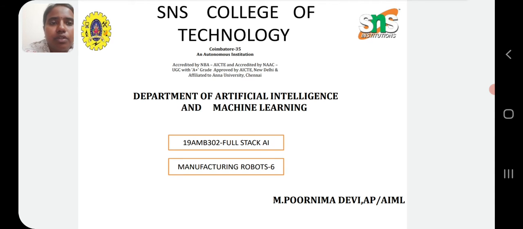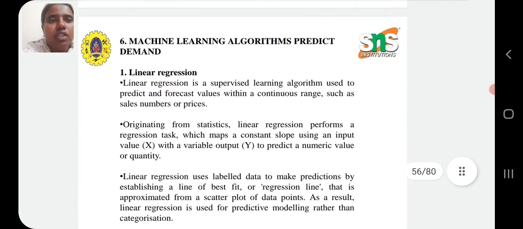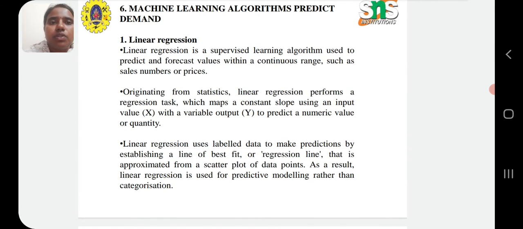Today I am going to discuss full stack AI and manufacturing robots. Machine learning algorithms predict demand. First is linear regression.